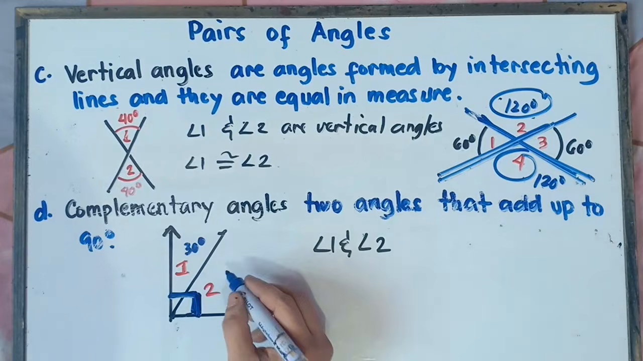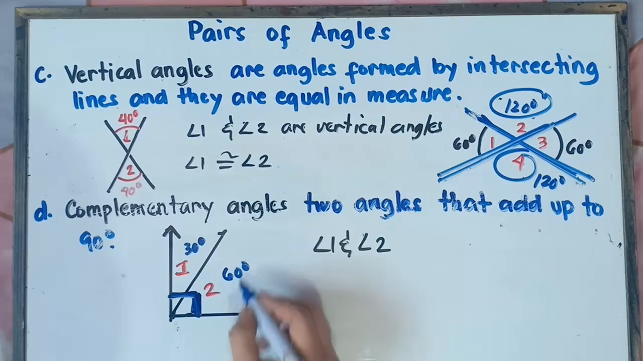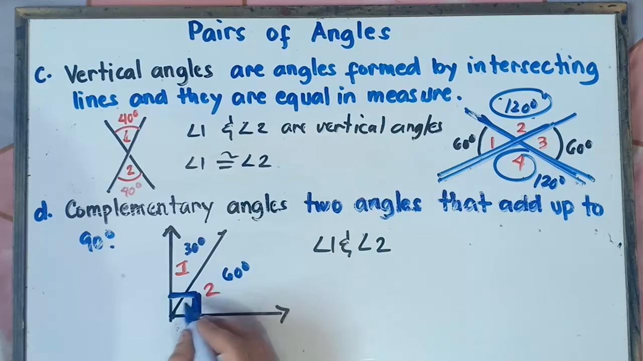That's correct. Angle 2 would be 60 degrees, because if you add the two angles, that would be 90, right? So angle 1 and angle 2 are complementary angles because you have this marking, which is exactly 90 degrees. I hope it's clear for you, class, with regards to complementary angles and vertical angles.